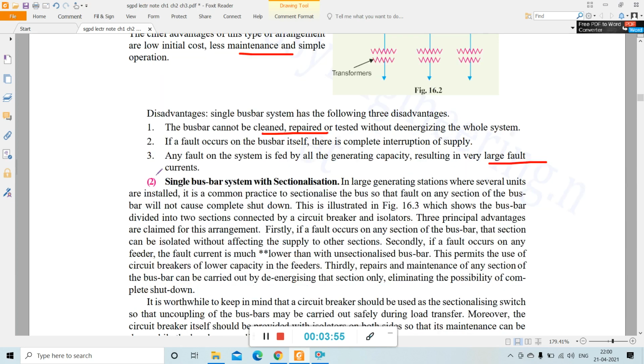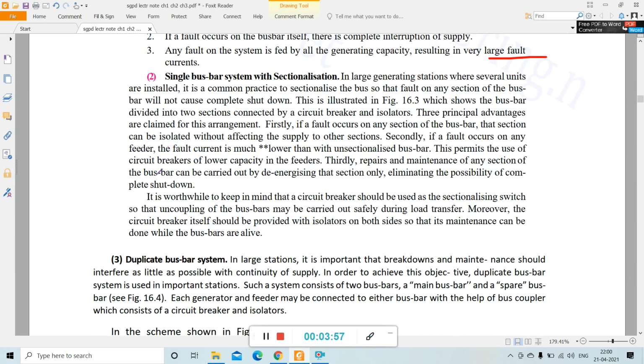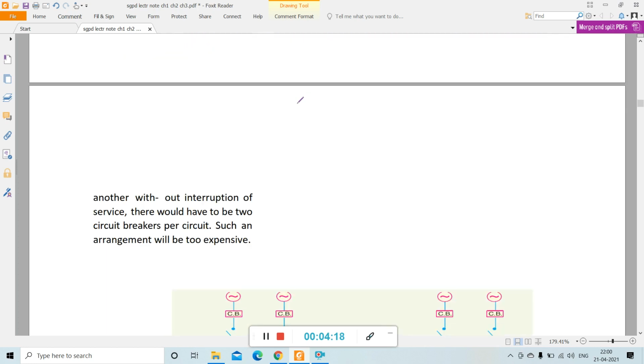Clear? Now the next type of arrangement is single bus bar system with sectionalization. In large generating stations where several units are installed, it is a common practice to sectionalize the bus so that a fault on any section of the bus bar will not cause complete shutdown. So come to the diagram part.